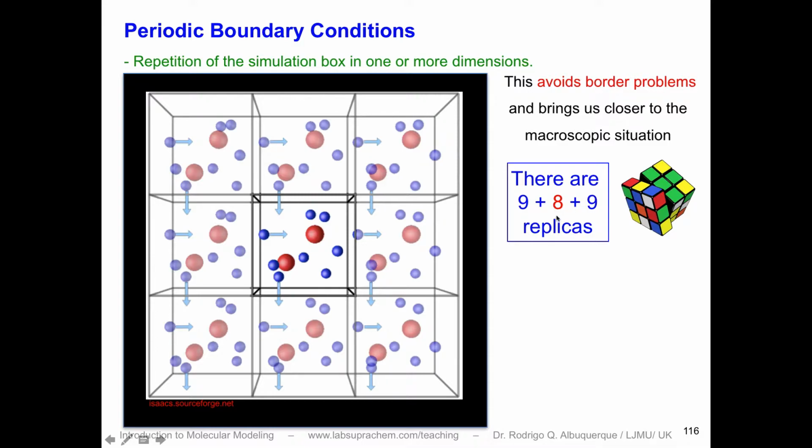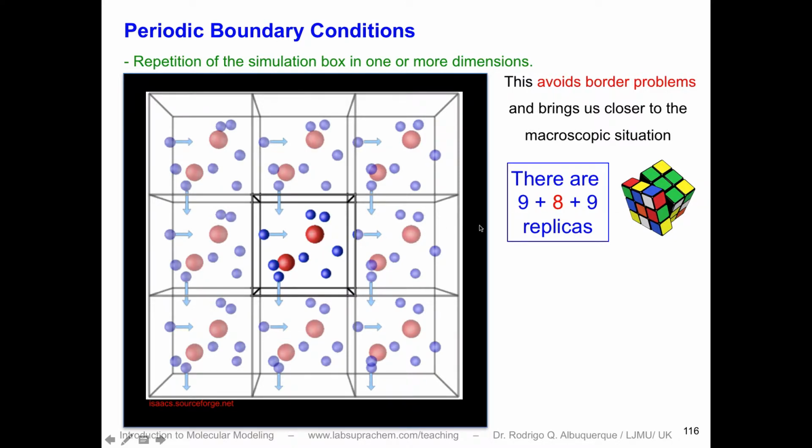So there are not only 8 copies of the central box, but we have actually 9 plus 8 plus 9. In the same plane, here we have 8 boxes, but you can just imagine this green box belongs to this plane, the central plane. We have also 9 boxes above this central box, and 9 other boxes just below it.